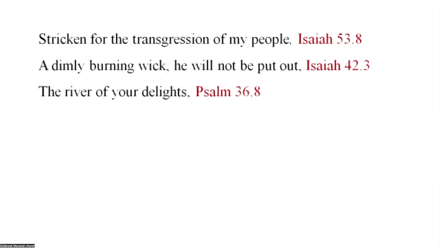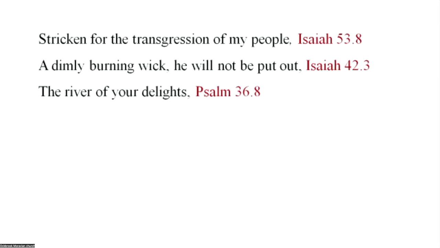And then the lamp image, a dimly burning wick, he will not be put out. Now, most English translations say a dimly burning wick, he will not put out, as though he is going to be doing the extinguishing. But it just needs a change of vowels. And remember, the vowels aren't in the original text. Here you have the image of the dimly burning wick who will not be put out.